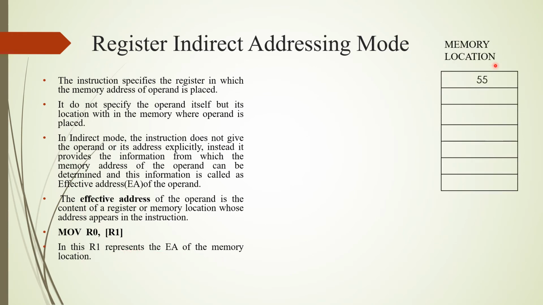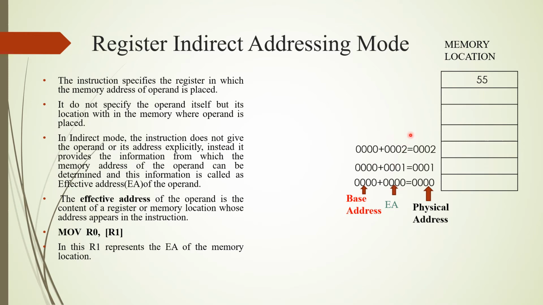Consider a memory where some data has been stored in the memory locations. Each memory location will be addressed by a physical address, which is a combination of base address and effective address. Considering the first memory location, the physical address is 000, which is a combination of base address and the effective address. Similarly, you can check it out here. The effective address goes on varying, but the base address remains the same.